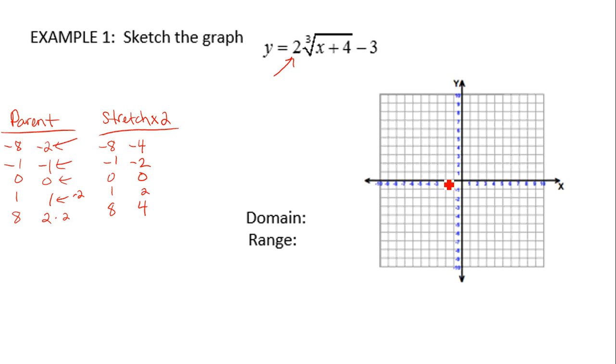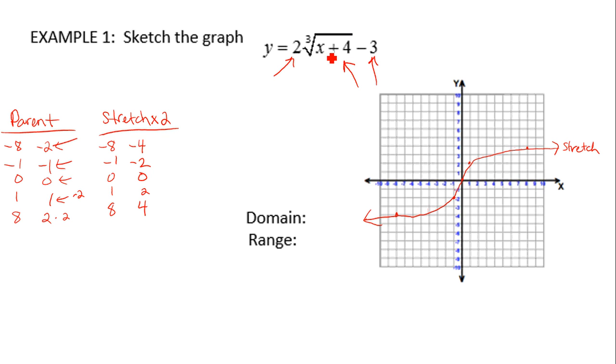So this is my stretched graph. I am now at -8, -4, so down here, -1, -2, right here, 0, 0, 1, 2, and 8, 4, right there. So notice how it's quite a bit more wavy here because of that 2 stretch factor. Okay, that was my stretch graph. That's not the final answer, but it gives me points that I can now move according to these shortcuts.